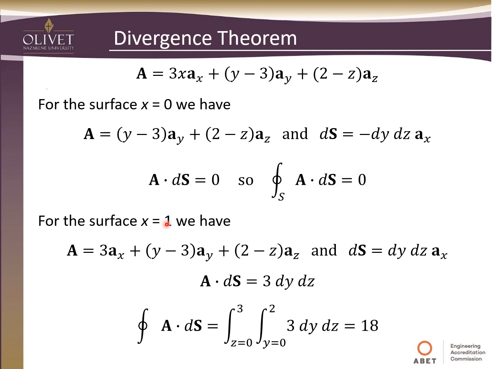If we go to the x equals 1 surface, now we plug x into here. This one we do have an x component. We still have our y and z component. Same differential surface. Of course, the direction's changed. But this time, since we do have an ax here and an ax here, that dot product is non-zero. We dot that. We get 3 dy dz. We integrate that for the range of z and y, which is 2 and 3. And we come up with 18.